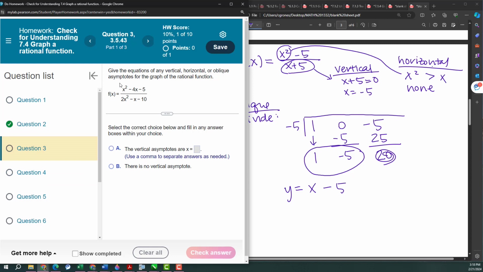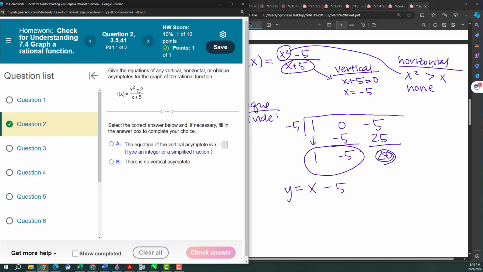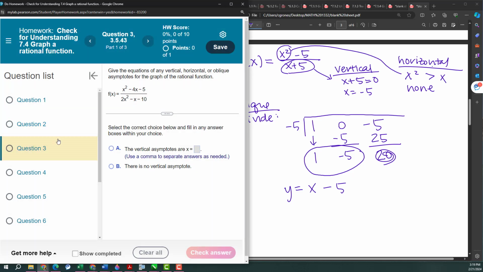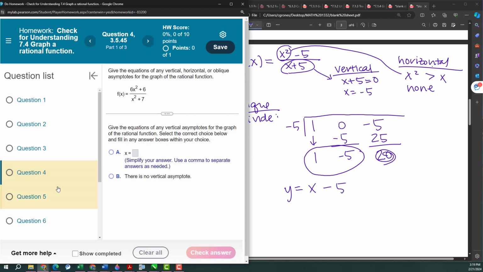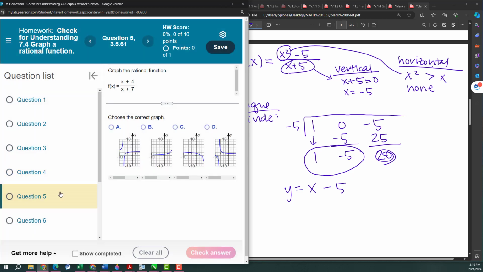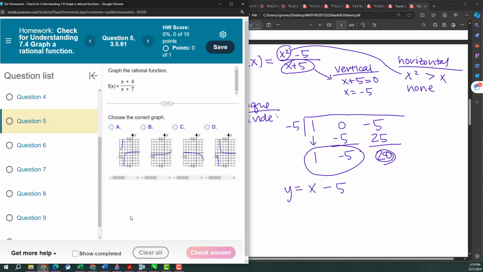For question 3, there is going to be a horizontal asymptote because we have x squared on top and x squared on the bottom. So there will be a horizontal asymptote. The only reason there wasn't one here is because x squared was greater than the x that we had on the bottom, so there wasn't a horizontal. I'm not going to go over question 3. Number 5 I will look at.